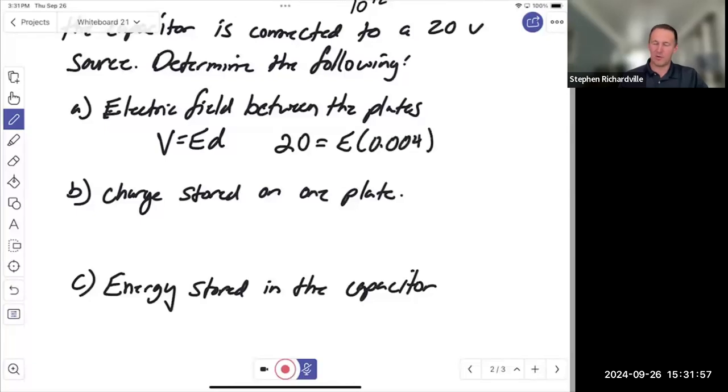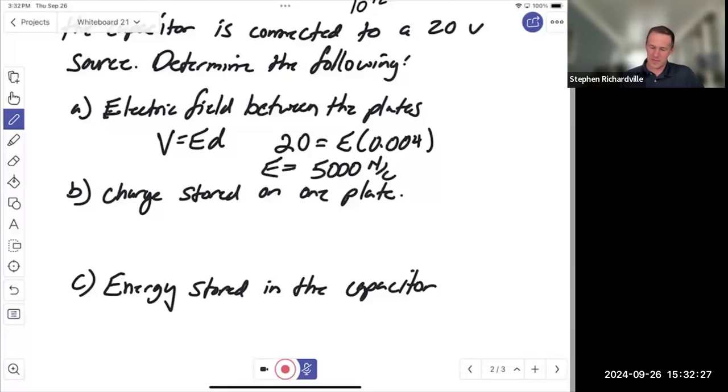So still we're using V equals ED, some of the same concepts as before, but we are adding in this thing called capacitance, which will be a very useful element when we start doing circuit analysis in a week or so. So 20 divided by 0.004, and I find that that's 5,000 newtons per coulomb, 5 times 10 to the 3.